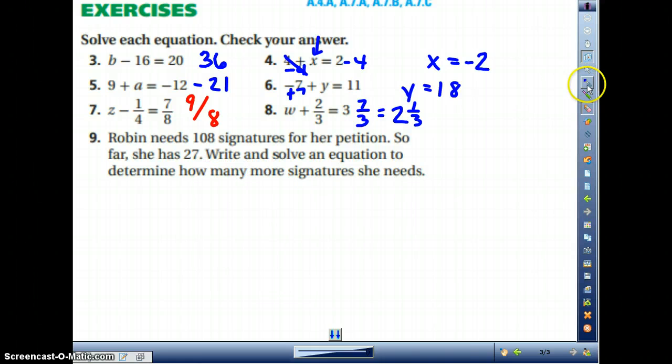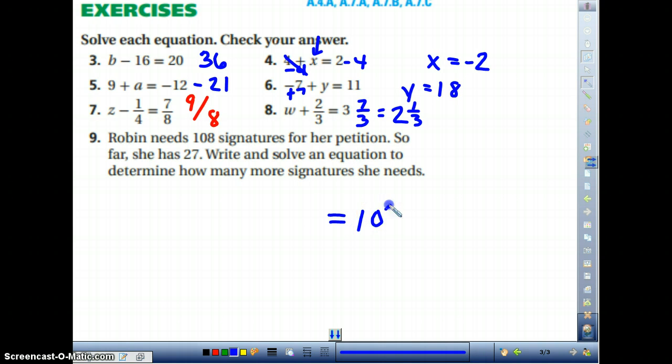Okay, on number 9. Robin needs 108 signatures for her petition. So far, she has 27. Write and solve an equation to determine how many more signatures she needs. What's the total number of signatures she needs?